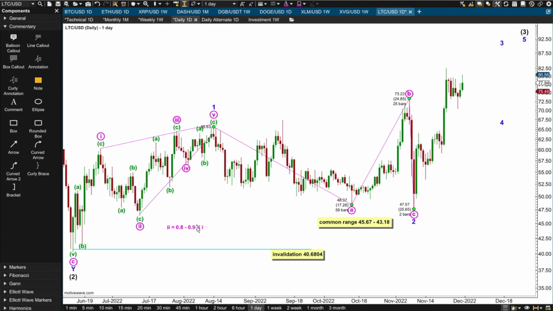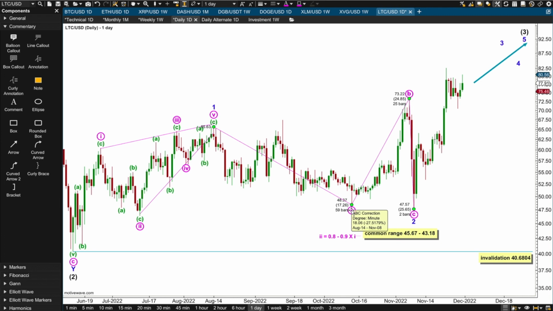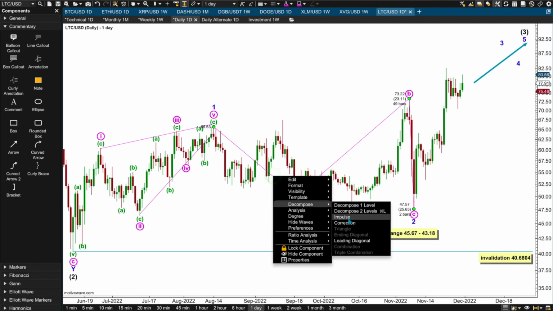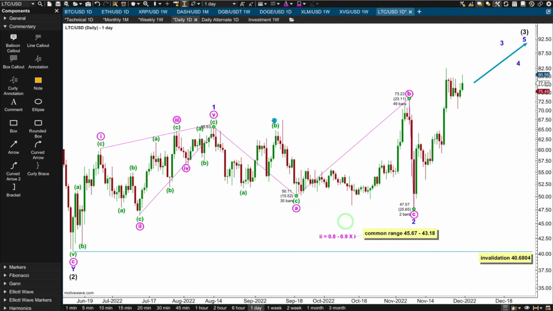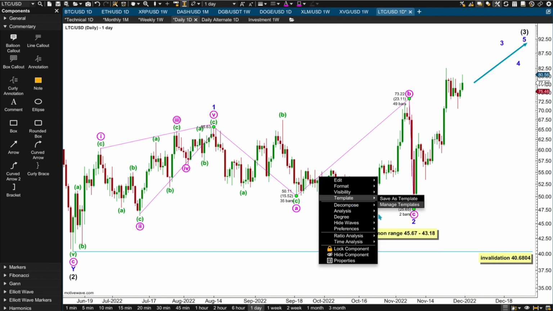Motive Wave won't let me do that. So let's put some labels in here for minor wave 2. Actually, I think I want to have A over here as a flat correction. An expanded flat. That looks okay. And then B over here is an expanded flat.